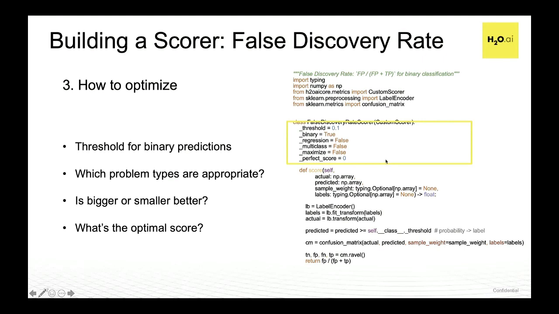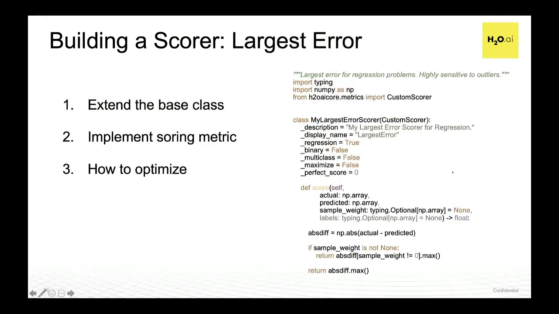All right, let's look at a second function. In this case, we're going to do a regression function, and we're going to be looking for the largest error. So this is going to be super sensitive to outliers and would be a way to find out, maybe you don't care about the overall score in the model. You just want to know what's the worst I ever was in my predictions.